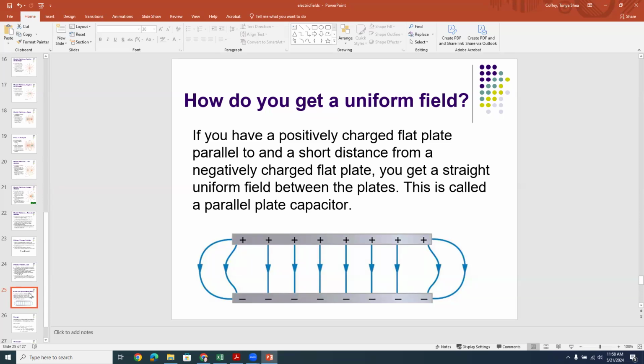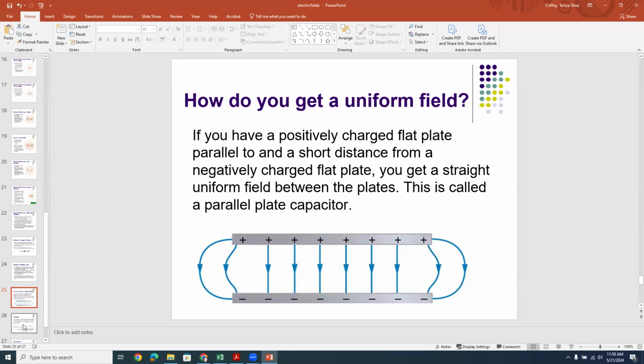Now, as you get off to the edges, away from the center of the plates, your electric field is going to kind of bow out around, and not be uniform there. But right in between the plates, especially close to the middle, you're going to have a nice straight uniform field that doesn't change magnitude. And this is a parallel plate capacitor. We'll talk more about capacitors later, but that's what we've got.